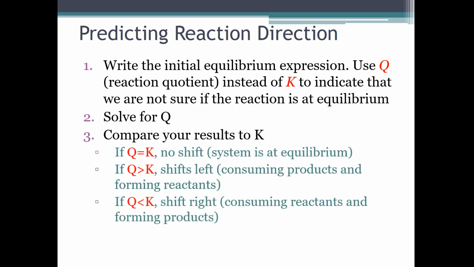If Q is equal to K, then that means the system is at equilibrium because those concentrations produced the equilibrium value for K. If Q is much greater than K, then the reaction will have to shift left in order to establish equilibrium, I guess you could say. And if Q is much less than K, then the reaction will have to shift toward the product side to establish equilibrium.